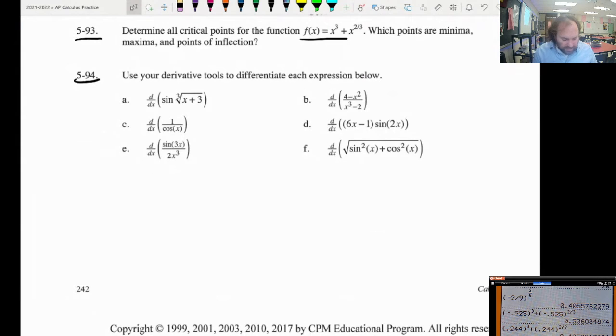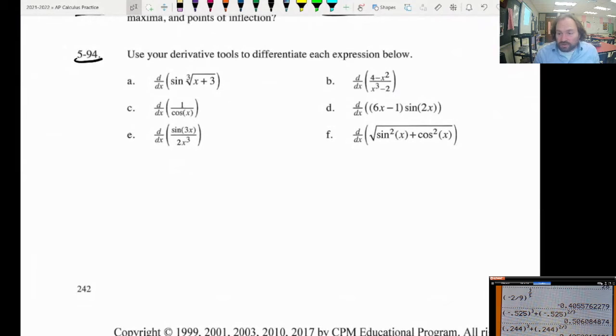594, we had to use all our derivative tools to differentiate all the expressions below. So let's go to town. Question A. Question A is a triple chain rule problem. I don't know if you guys see it or not looking at this problem right now, but there are 3 things going on here. There's the sine of x, there's the cube root of x, and finally x plus 3.